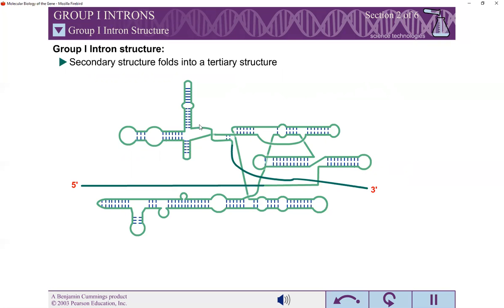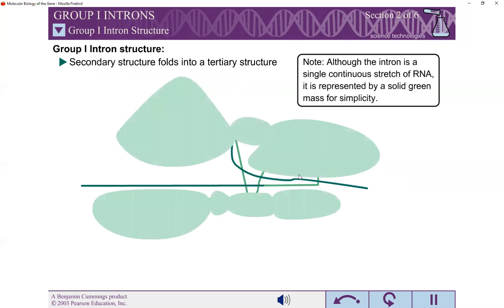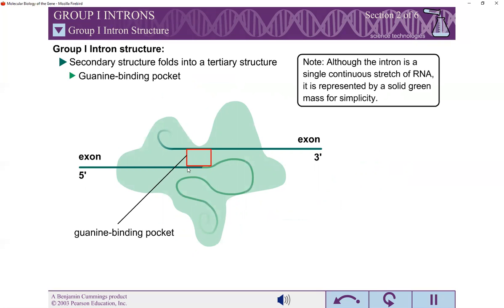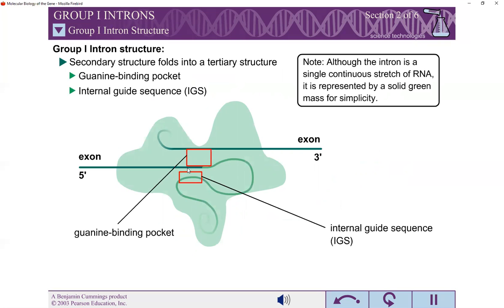This secondary structure can further fold into a tertiary structure. This tertiary structure contains two important features: a guanine binding pocket and an internal guide sequence. The internal guide sequence is capable of base pairing with the exon at the 5' end of the RNA molecule. What you can find here is the guanine binding pocket, the site where guanine nucleotides can specifically bind.